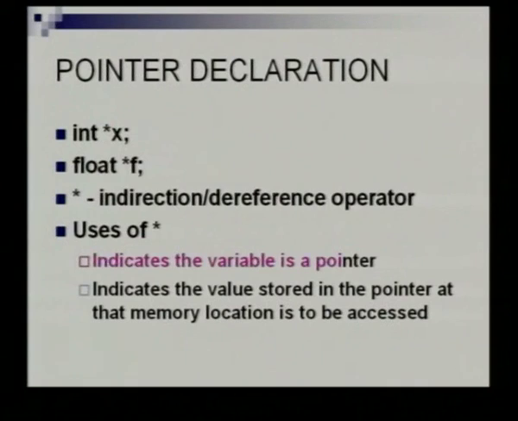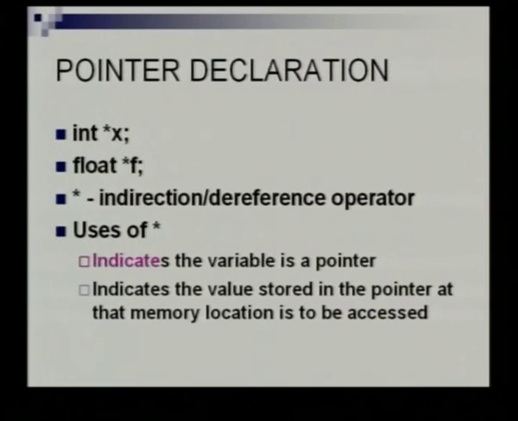Integer star x indicates that x is a pointer variable. If you simply give int x, it indicates that it is a common variable. So the presence of this asterisk operator only indicates the type of variable, whether it is a general variable or it is a pointer variable.